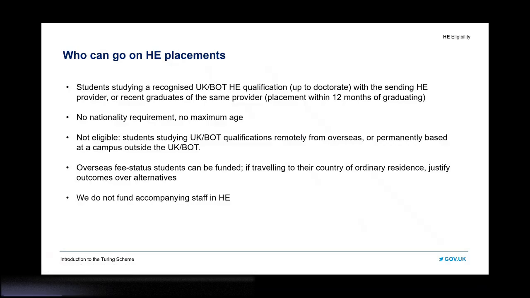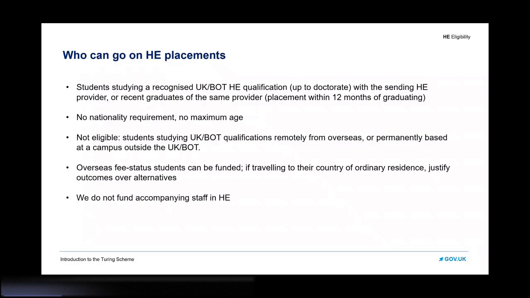In terms of who can go on higher education placements, students studying a recognised UK higher education qualification or a British Overseas Territory equivalent are eligible up to doctorate level. Recent graduates of the same provider can also take part, provided the placement is completed within 12 months of graduation. They do not need to be selected before graduation. There is no nationality requirement and no maximum age for participants. Students are not eligible if they are located overseas and studying UK or British Overseas Territories qualifications remotely, or if they are permanently studying at a campus outside the UK or a British Overseas Territory.